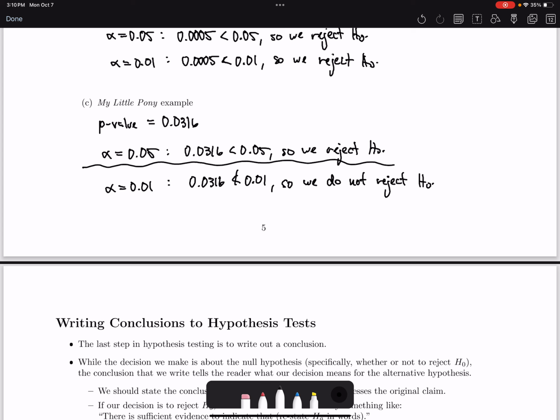So this is how we make our decisions, okay? We compare the p-value to the level of significance alpha. If the p-value is less than alpha, we reject the null. If it's not less than alpha, we do not reject the null.